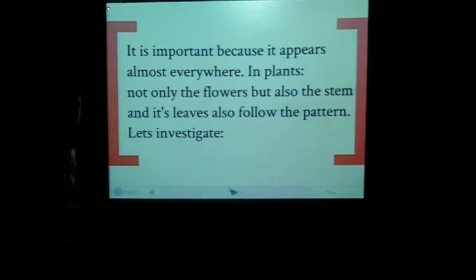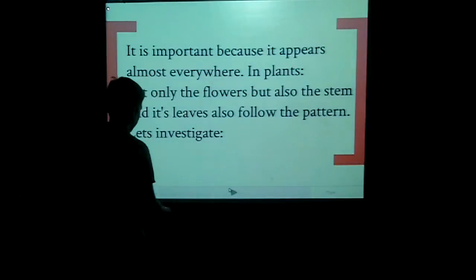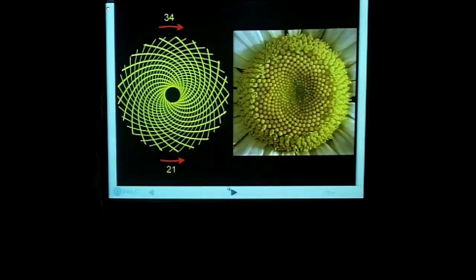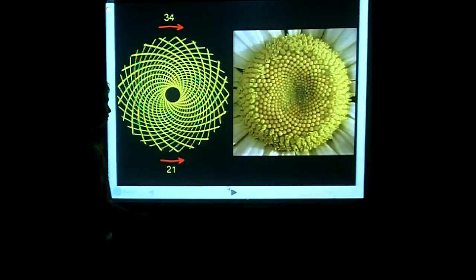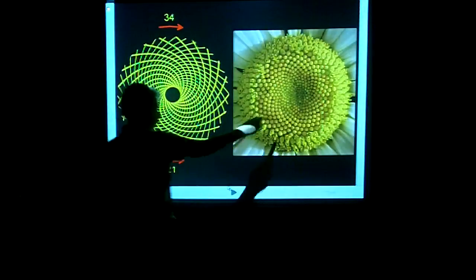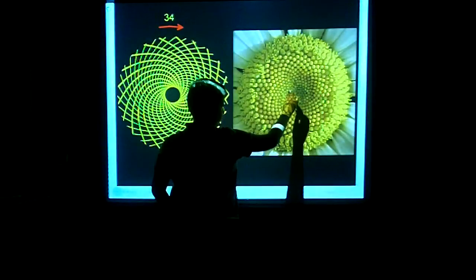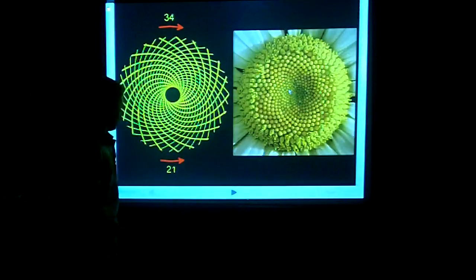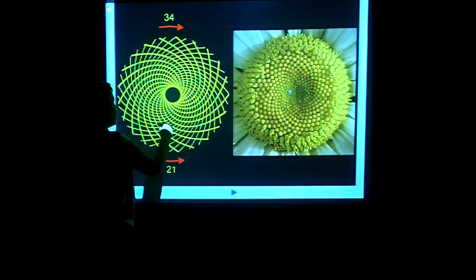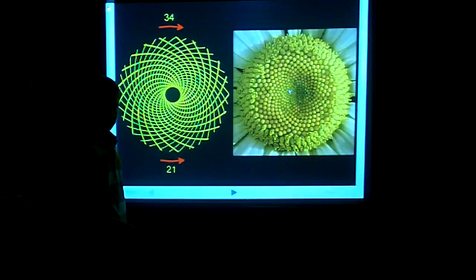It's important because it appears almost everywhere in nature. In plants, not only do the flowers follow the pattern, but also the stem and its leaves. So let's investigate. This is a sunflower, and there are 2 consecutive Fibonacci numbers. If you start from the center and spiral outward to the right, you would get 21. If you go to the left, you would get 34.